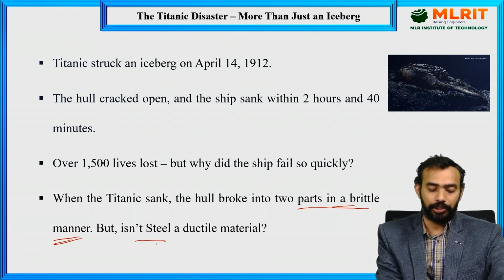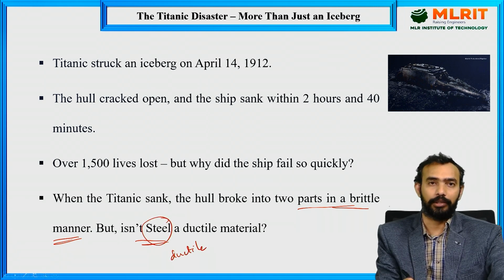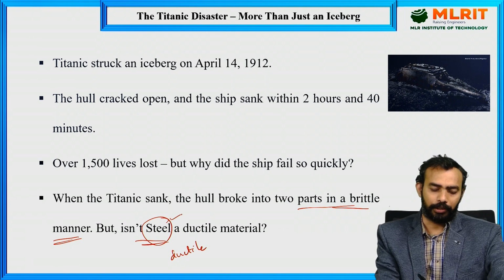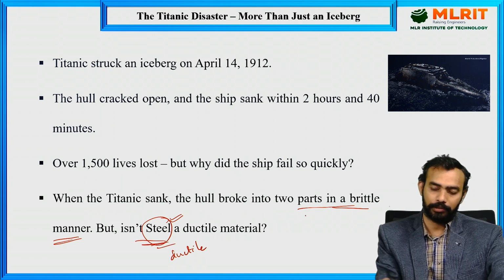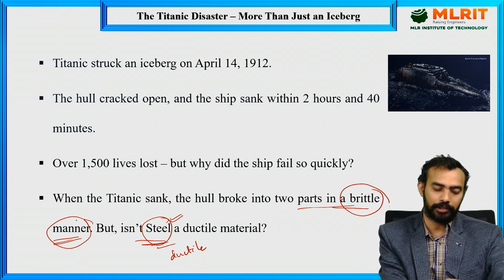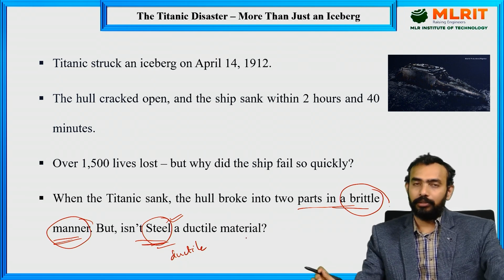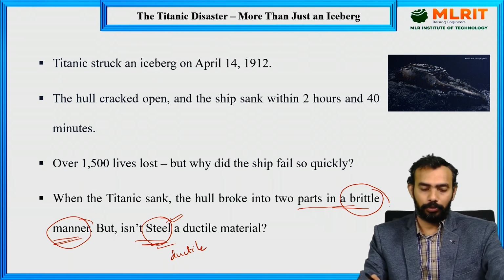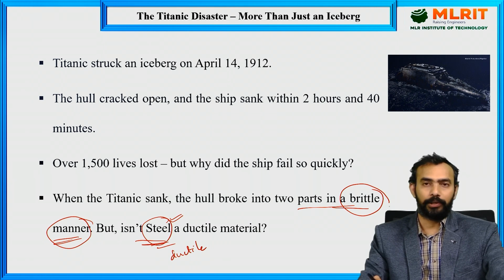But steel is usually known to be a ductile material, right? It is not like a brittle material such as ceramic or other brittle materials. The Titanic is made out of this steel, but instead of a ductile failure, the Titanic ship saw a brittle failure. So what is the reason behind it? We will closely look at the materials, their properties, and what is the root cause for the failure of the Titanic ship.